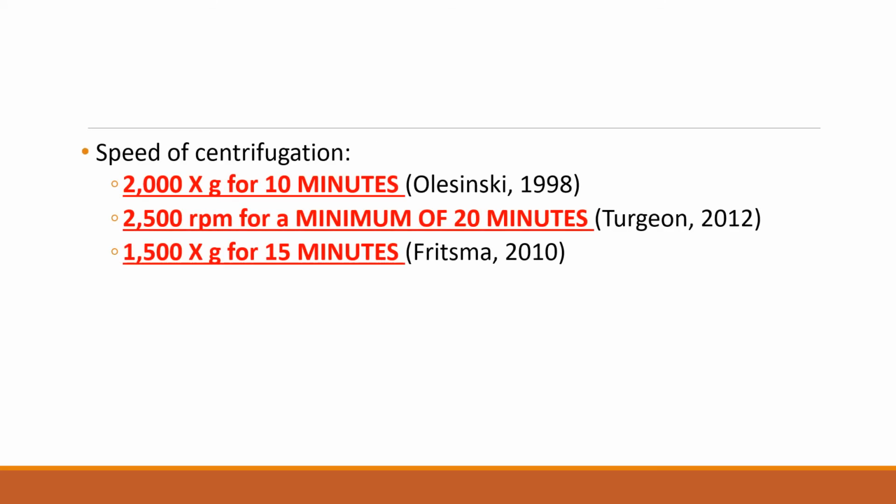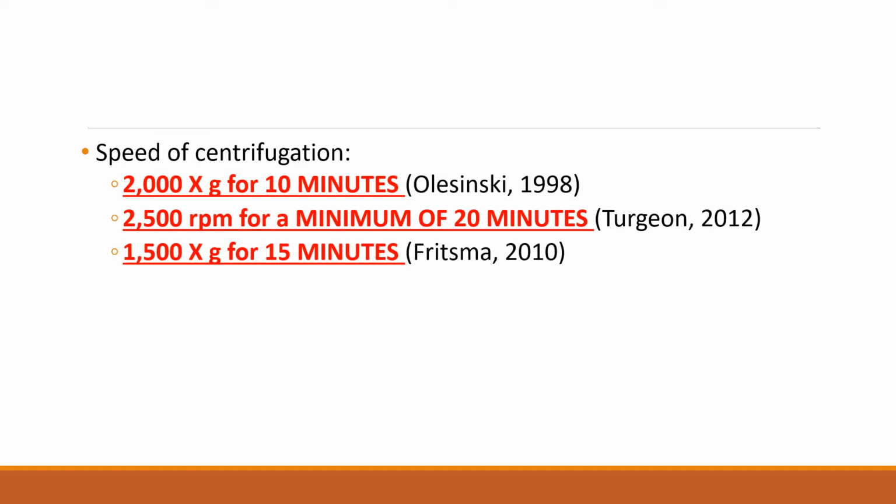For the speed of centrifugation to be used in order to obtain the PPP, we can make use of any of the following: 2000 times gravity for 10 minutes, according to Olisinski in 1998. You can also use 2500 RPM for a minimum of 20 minutes, by Turgeon in 2012, or 1500 times gravity for 15 minutes, according to Fritzma in 2010.